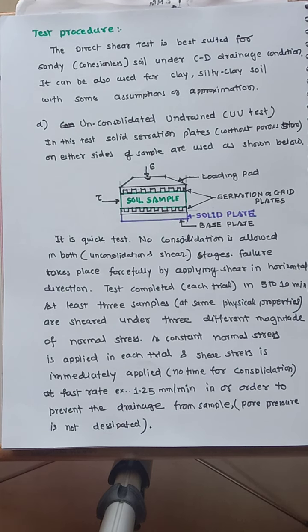Direct shear test is best suited for sandy or cohesionless soil under the CD drainage condition, consolidated drained condition. It can also be used for clayey silty soil in an undrained condition, okay, with some approximation, because you must have seen the setup.